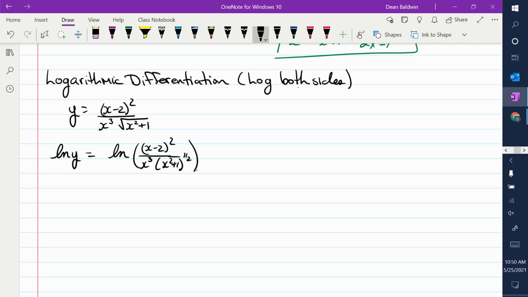Now I want to take the derivative. So start with the left side. What is the derivative of the natural log of y? It's 1 over y times y prime, because we're deriving it with respect to x. So this is going to be y prime over y.